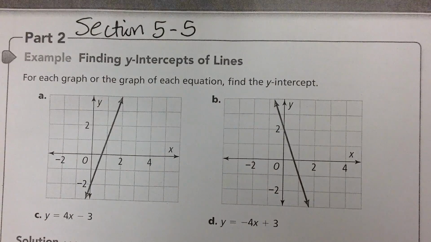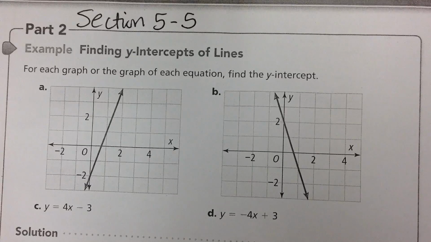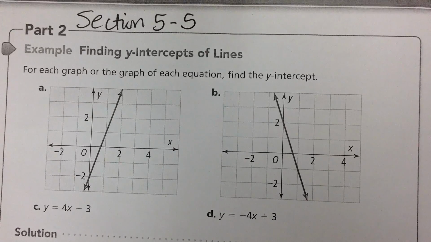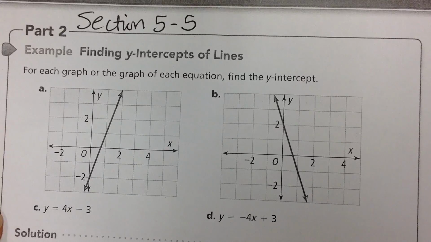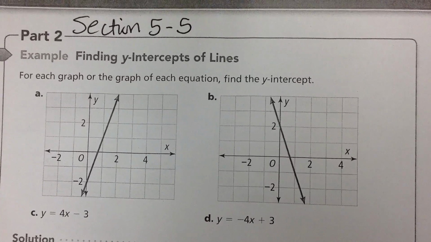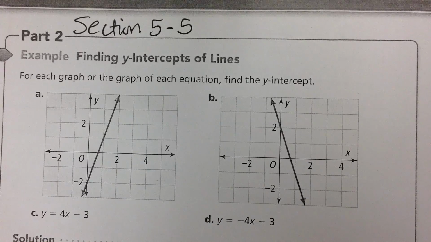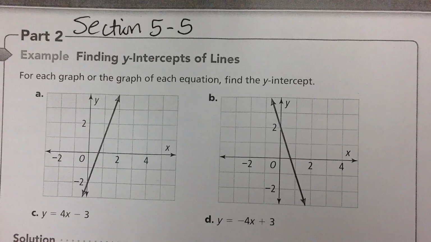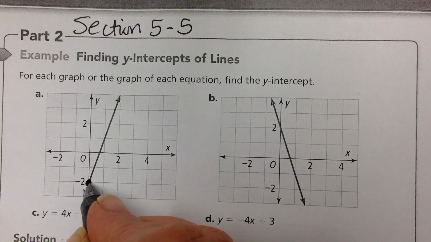Section 5-5, Part 2, Finding y-intercepts of lines. For each graph, or the graph of each equation, find the y-intercept. So in part A, the graph is already drawn for us. Where does this line touch the y-axis? It touches it at -2.